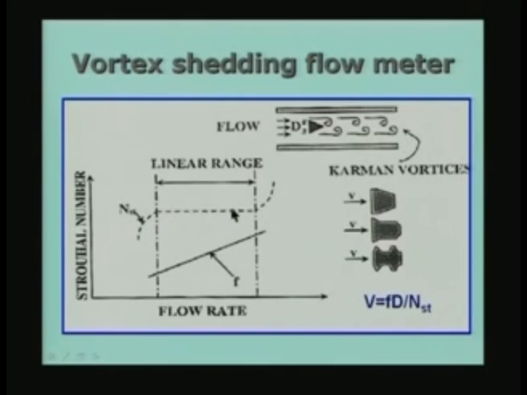This is the Strouhal number, which is nothing but fd by V, where f is the frequency of the vortex shedding, d is the frontal diameter of the body, and V is the velocity. The Strouhal number has a constant value in this range from here to here, and what does it mean? The velocity here is given by the frequency of shedding of the Kármán vortices which are developed at this corner and this corner, multiplied by the diameter divided by the Strouhal number. The Strouhal number is a constant in that range, and therefore V is proportional to the frequency of the vortex shedding.